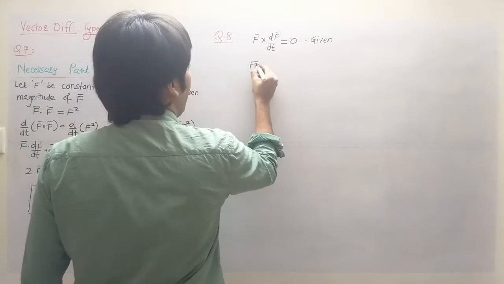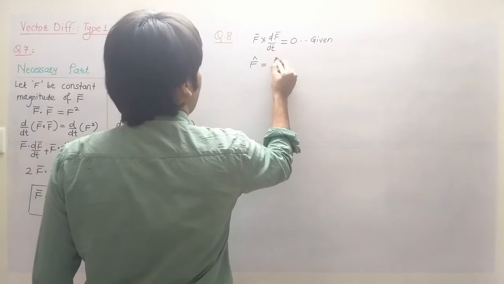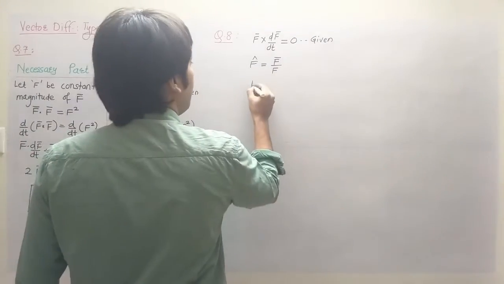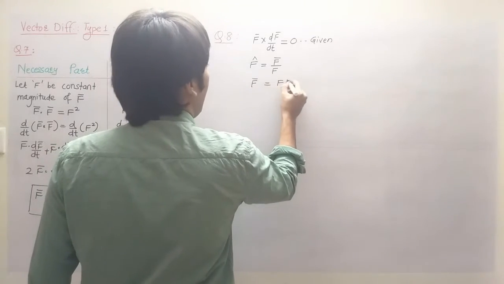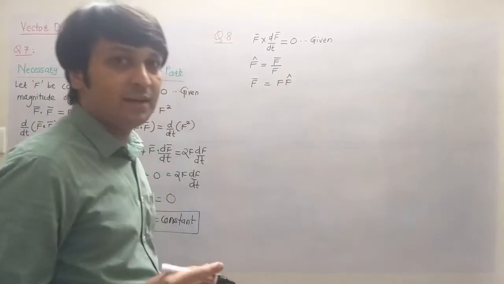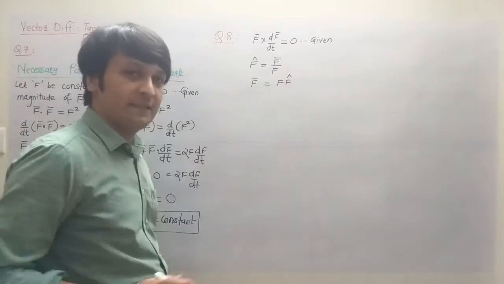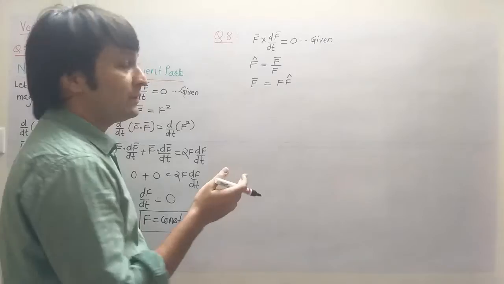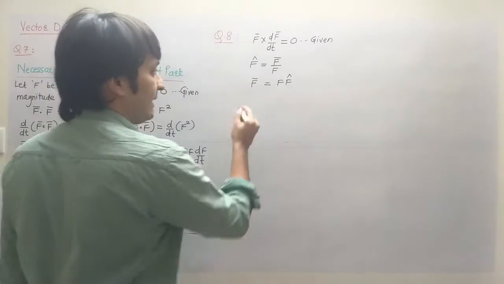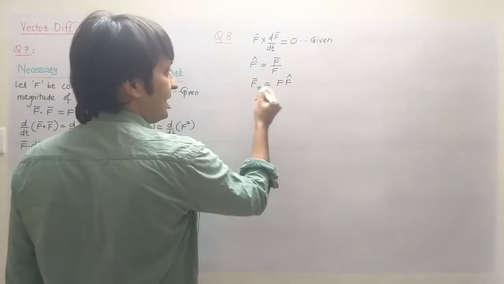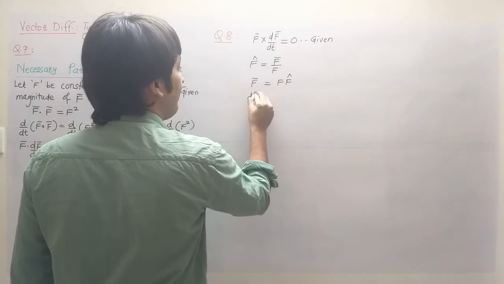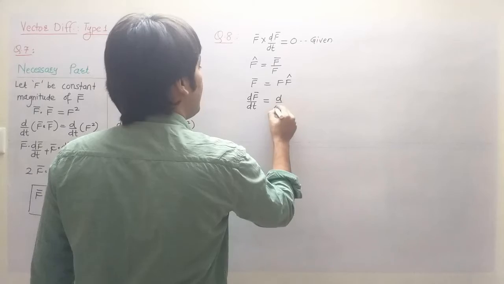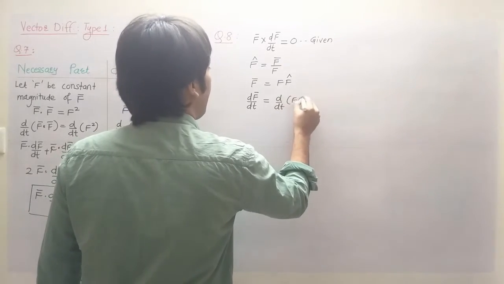Now check how I'm going to write everything. Can you tell me what f cap is? f cap is f bar upon its modulus, meaning f. So f bar is equal to f cap, okay? We have it like this. Now if I want to take the derivative, what is the derivative? Check this carefully. I am just taking the derivative. So df bar by dt is equal to, check this, d by dt of f cap. Correct?